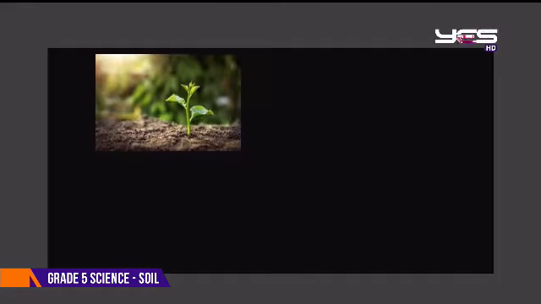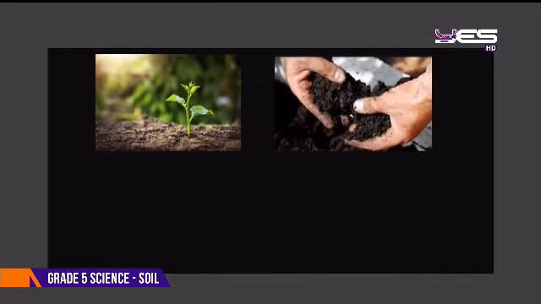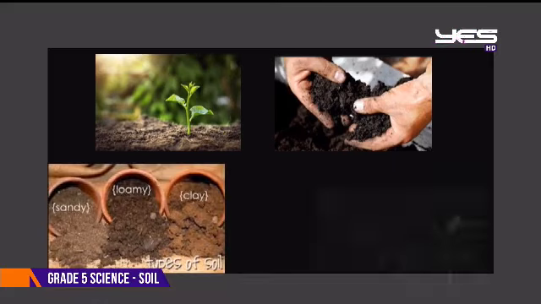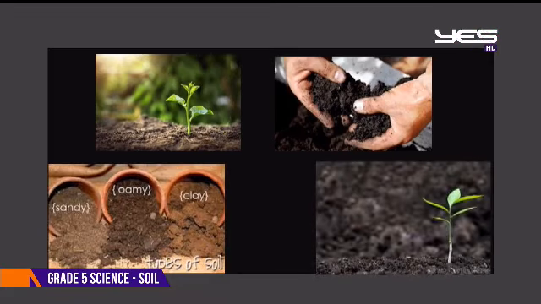Next, we will see how a group of kids explores the texture of these three types of soil, and also what happens to these three types of soil when they put water into them.